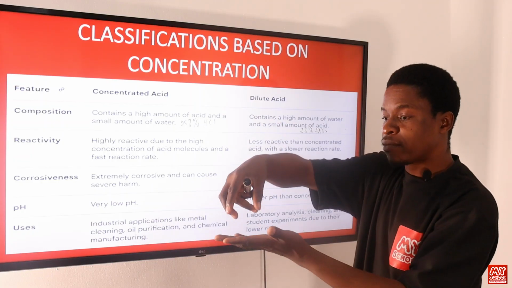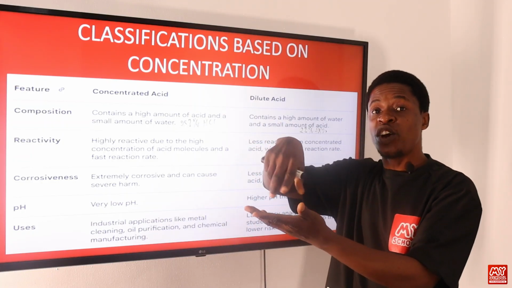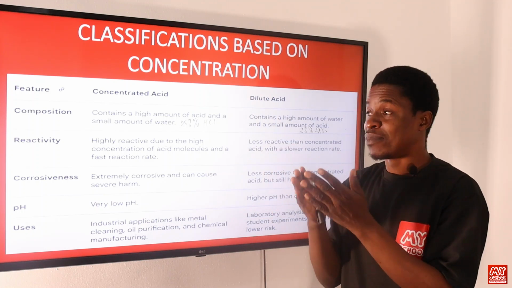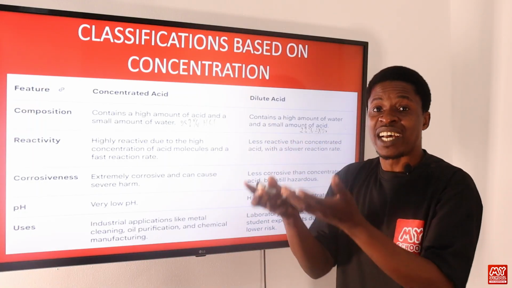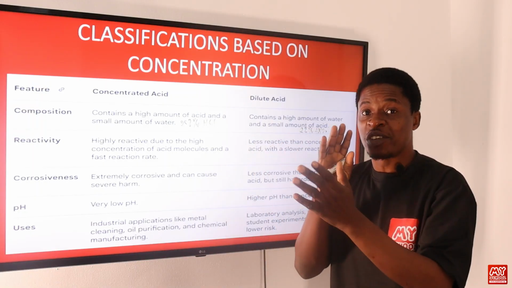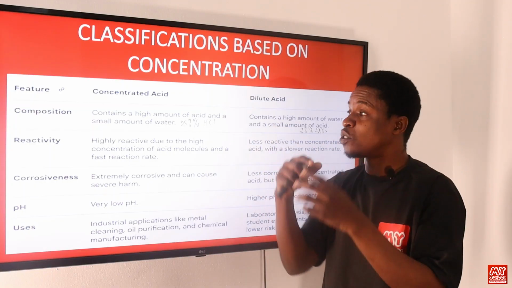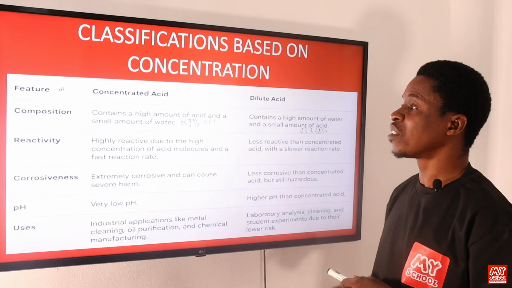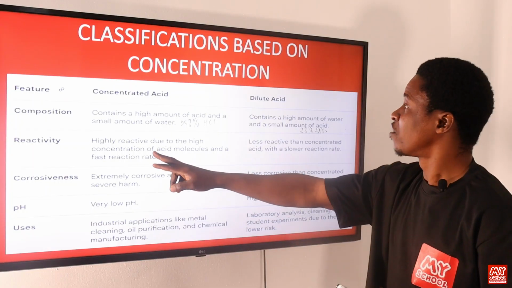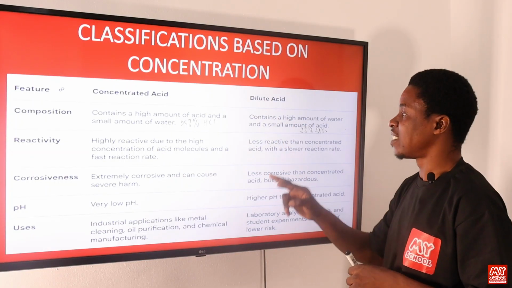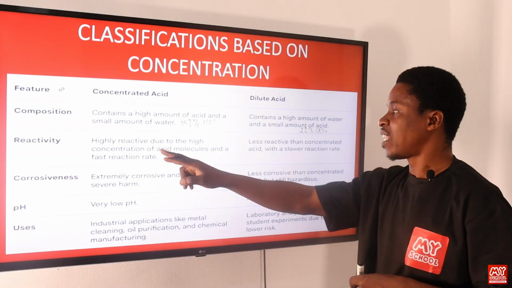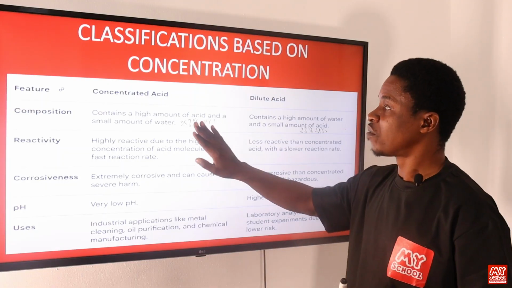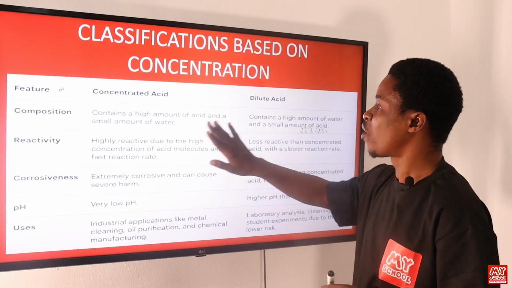That's why when you open a reagent bottle, the amber bottle, you can see effervescence, you can see some gases involved. You have not done anything, just opened it. That shows how concentrated the amount of what? Of acid that you have there. So they are highly reactive due to the high concentration, while diluted acids are less reactive than concentrated acid. Not that they are not reactive, but they are less when you compare them with what? Concentrated acid.